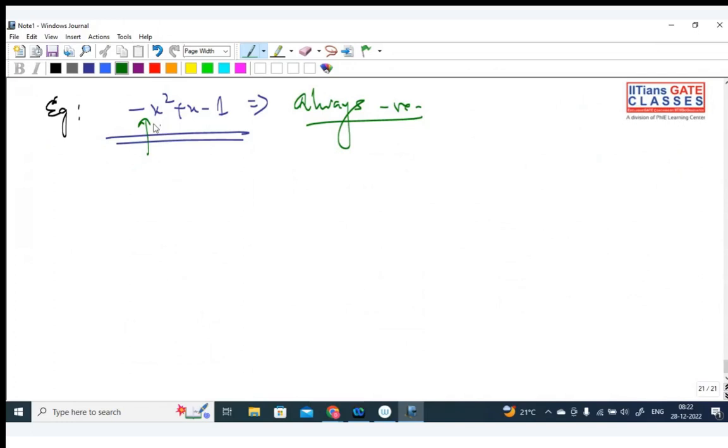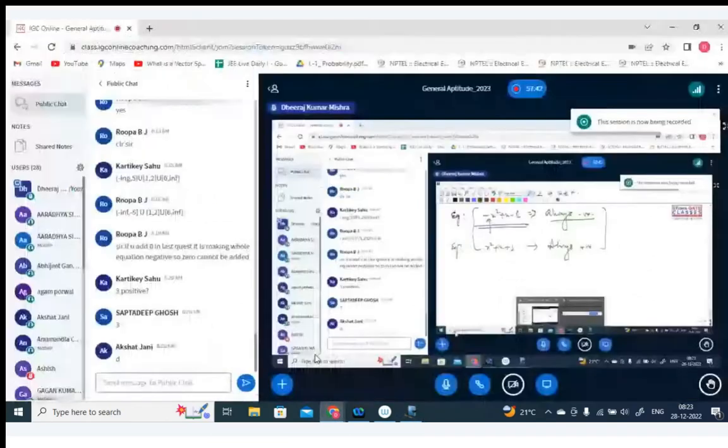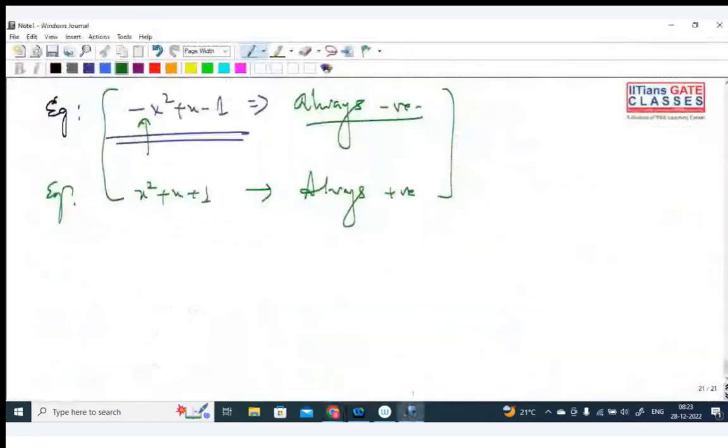We can take example number 2: x square plus x plus 1. It is always positive, so you can blindly say that it will always be positive. Note down these small concepts. They are very, very important. I told everything already, and you can find the discriminant also, that is b square minus 4ac.